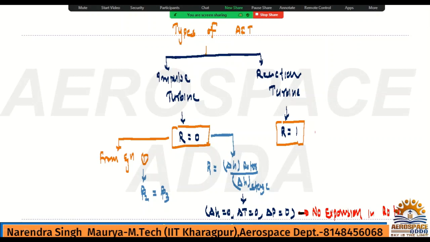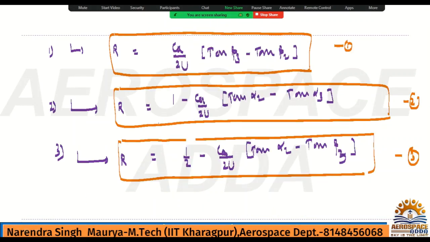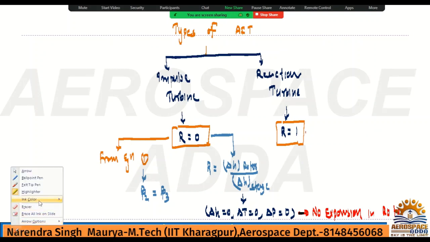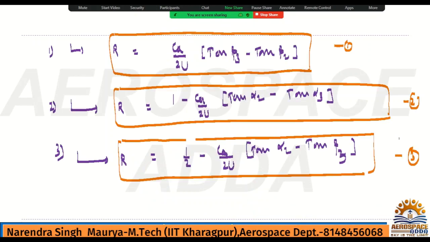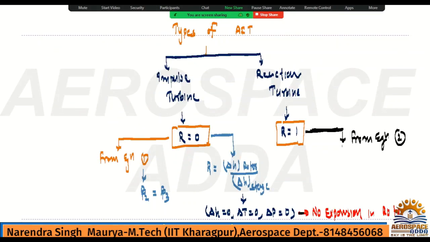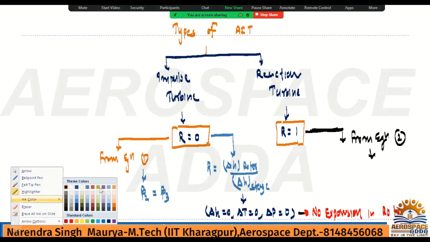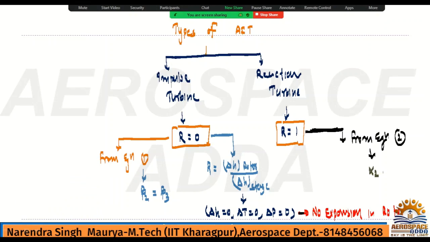Now coming to the reaction turbine. If you check the equation, R is equal to 1. If you keep R is equal to 1, then this 1 cancels out. So what will you get? Alpha 2 is equal to alpha 3. Yes or no? From equation 2, if you keep R is equal to 1 it cancels out, so you will get alpha 2 is equal to alpha 3. They ask this value in the exam, okay? Alpha 2 is equal to alpha 3.